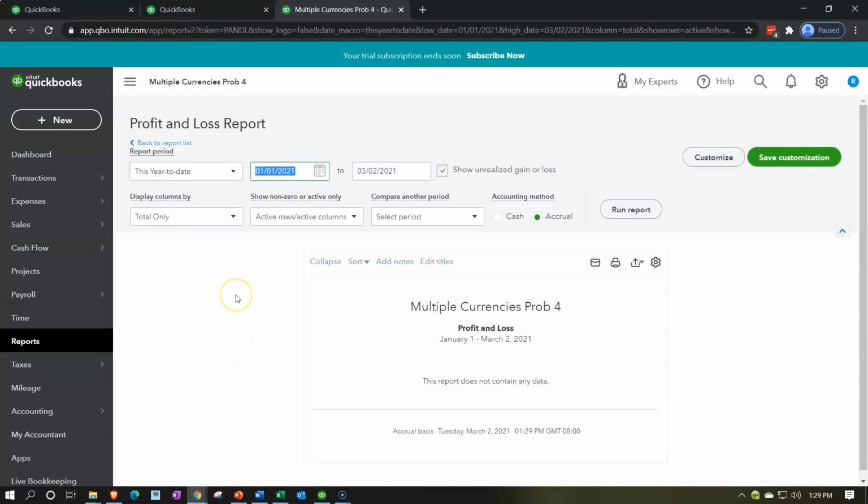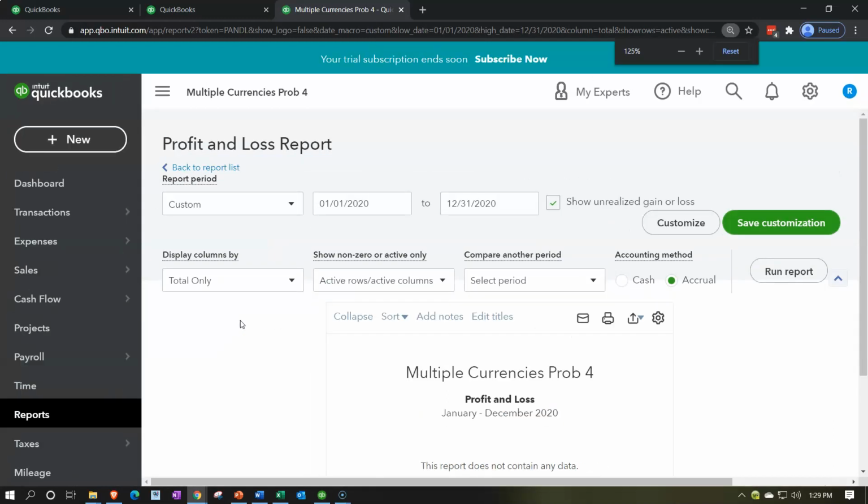Scrolling back up top, date range change from 01/01/20 to 12/31/20. We're going to run that report. Nothing's there yet. It's a little bit boring, but that's okay. Holding down control, scrolling up just a bit to that 125%, closing the burger.